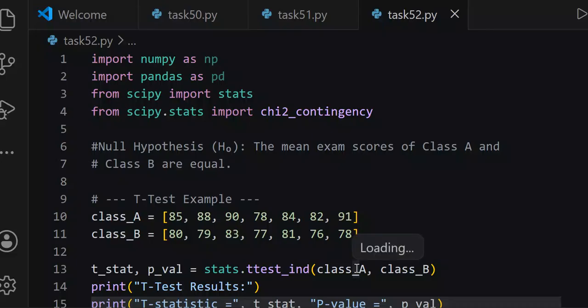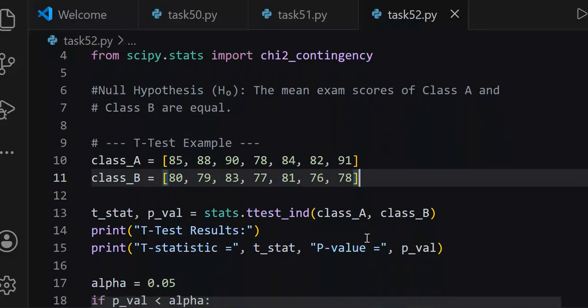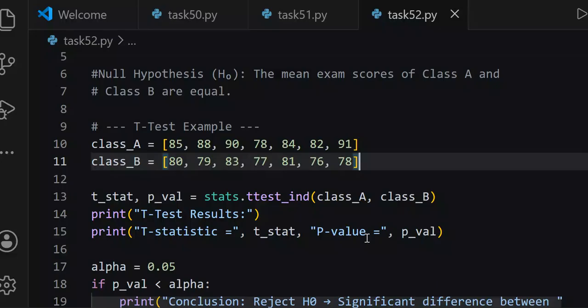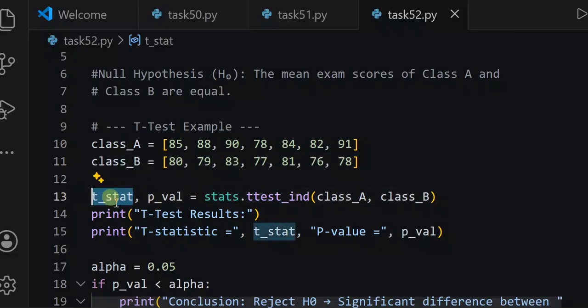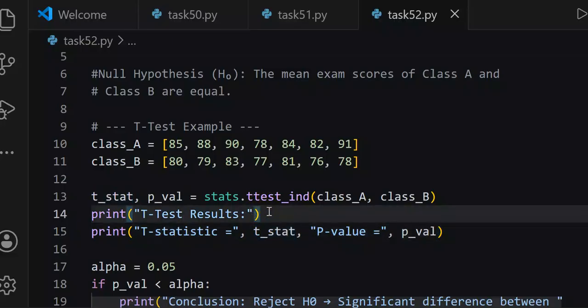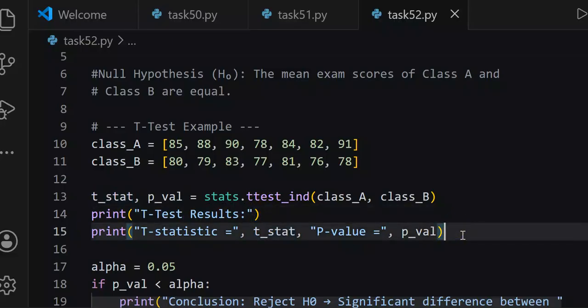In the t-test, we first create the exam scores data for class A and class B. We store the exam scores of the two classes. These scores will be compared. Then we perform an independent two-sample t-test, which returns the t-stat, which is the t-statistic, and the p-value. Then we display the result by using the print function.